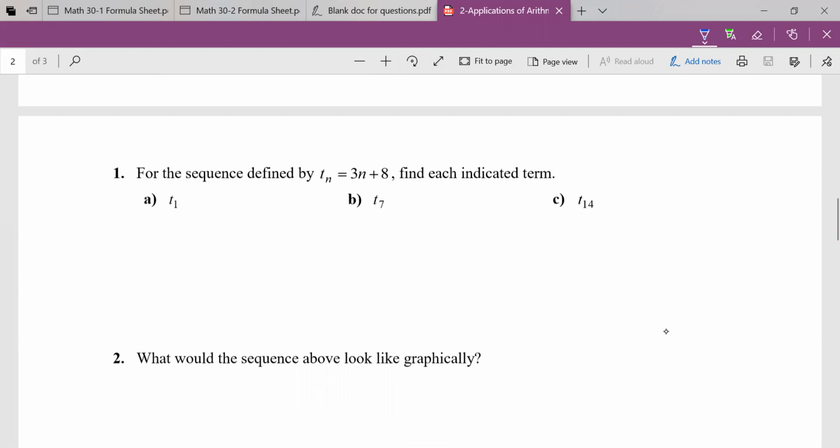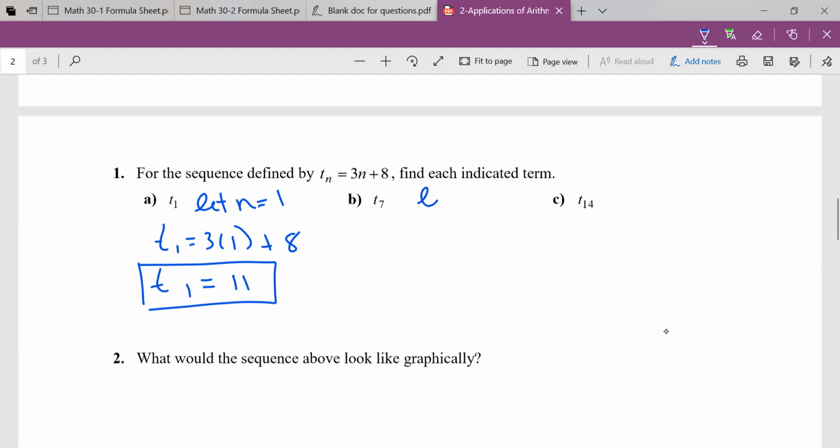So consider the arithmetic sequence given by Tn is equal to 3n plus 8. And it says, find each indicated term. Okay, so T1, all I'm going to do is let n equal 1. No big deal, right? So T1 is equal to 3 times 1 plus 8. T1 then is 11. So there's your first term.